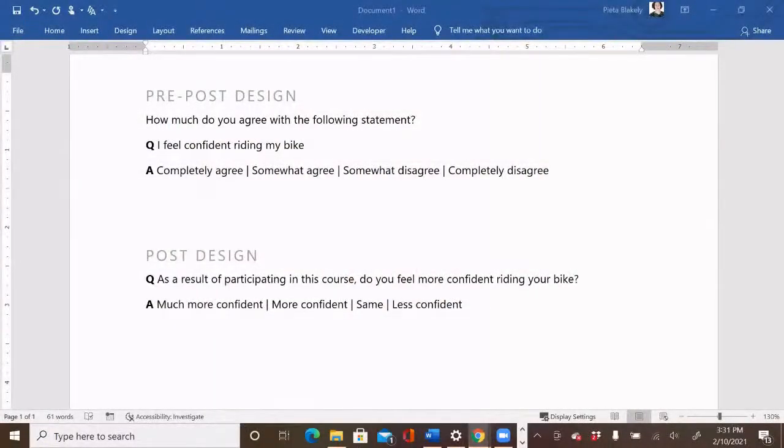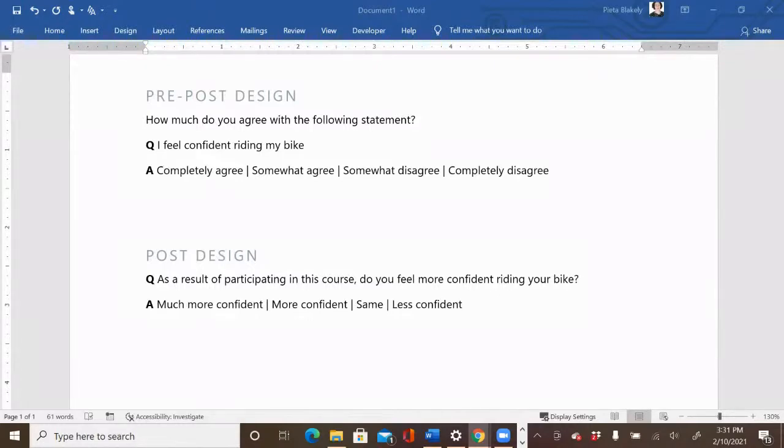And for the sake of this conversation, I have the world's simplest survey. We've only asked one question, which is about our hypothetical students' confidence riding a bike. Okay? Here are two versions of the question based on whether we employed a pre-post design or a post-only design.